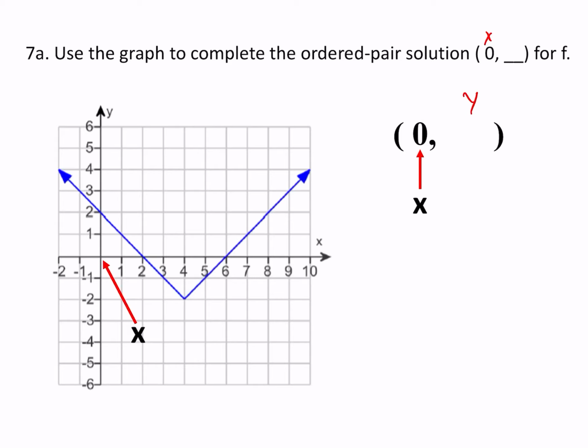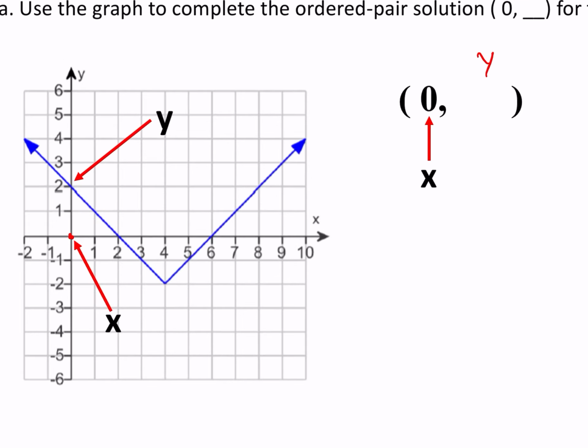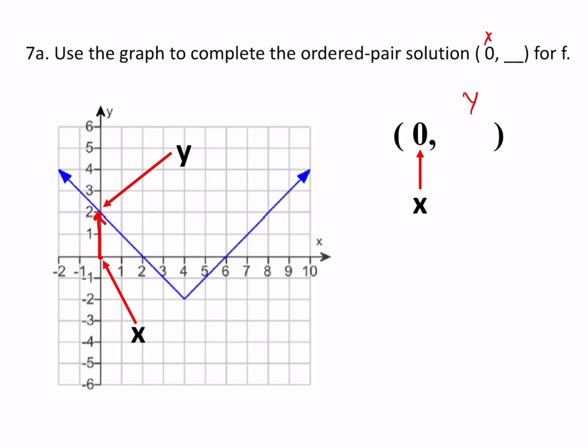So from that point, move up or down to the graph. My y value is what? When I go from an x value of 0 to the graph, what's my y value? Yeah, my y value is 2. What are they asking for here? They say evaluate the function when x equals 0. Well, x equals 0. So f of x equals what? Yeah, it's 2.